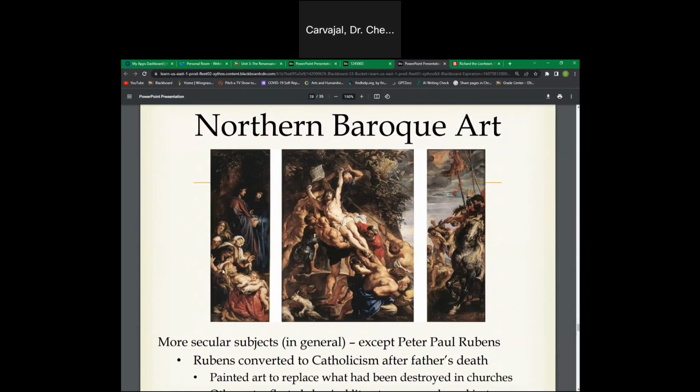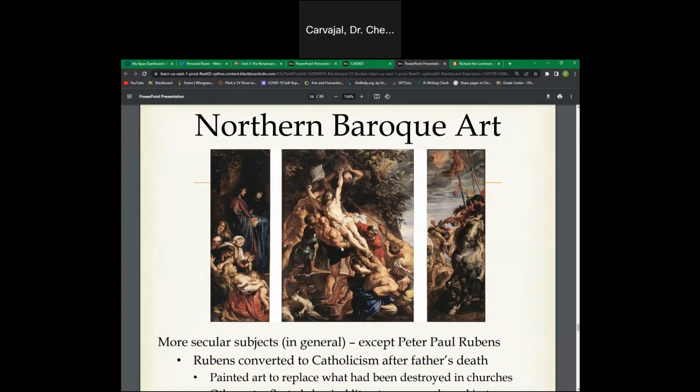This is a triptych by him of Jesus being essentially raised up on the cross. And it shows that, but it's the same drama. You still see a lot of the contrast of dark and light, but it's just painted in the north. Now, Rubens loved very muscular or squishy people. He loved showing the various musculature on people. So you'll notice the guy lifting Jesus.